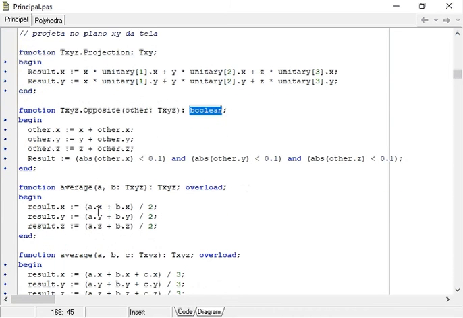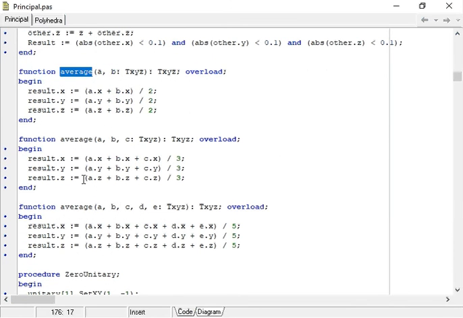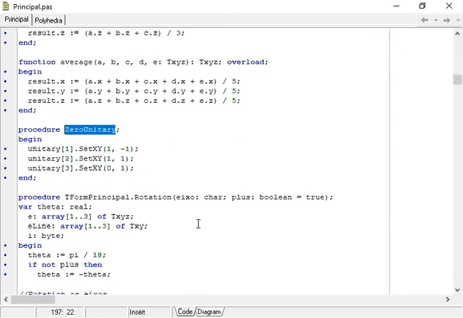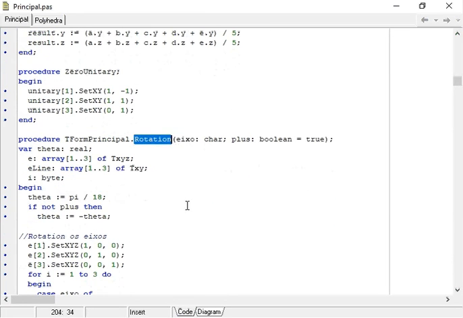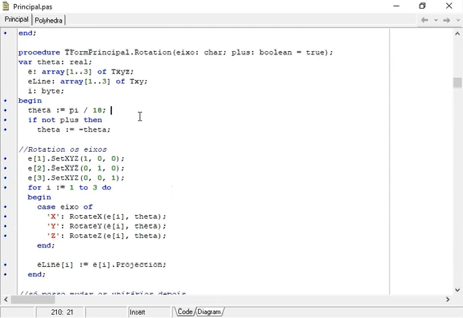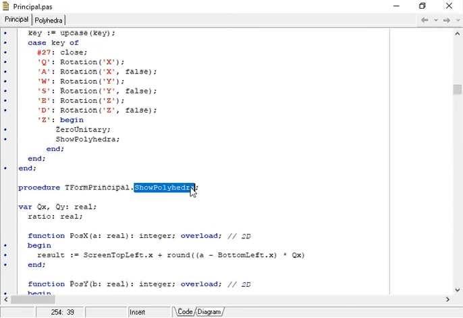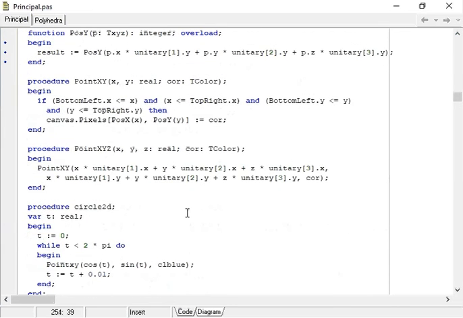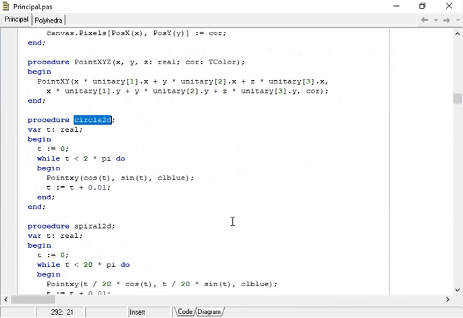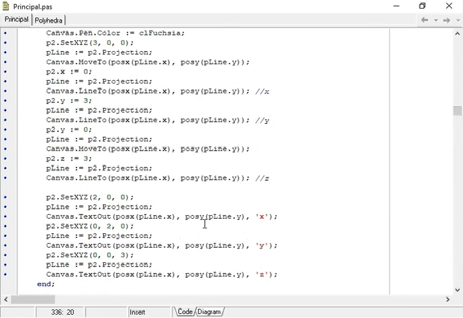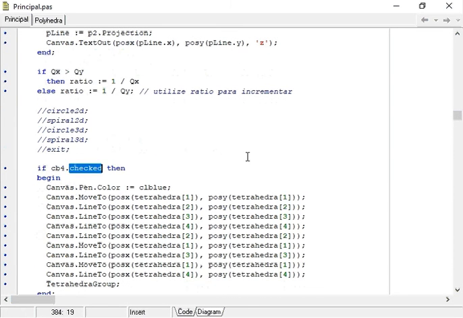Opposite or not opposite. The average is explained in R2, in R3, in R5. 0 unitary is explained. Rotation and axis is explained. My theta is pi over 18. Form key press is explained. Show polyhedra is explained. Circle is typed. Spiral is typed. Edges 3D is explained.